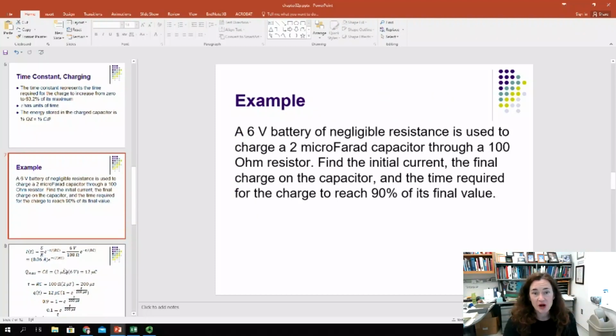Let's do an example problem for a charging capacitor. Let's have a 6-volt battery of negligible resistance used to charge a 2 microfarad capacitor through a 100 ohm resistor. We're going to find the initial current, the final charge on the capacitor, and the time required for the charge to reach 90% of its maximum value.